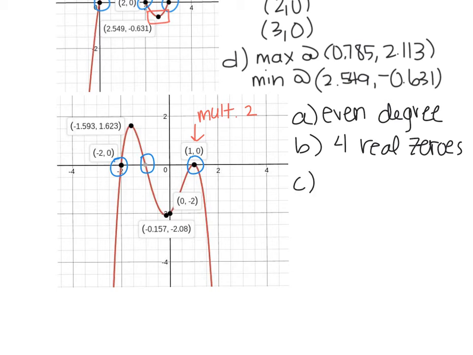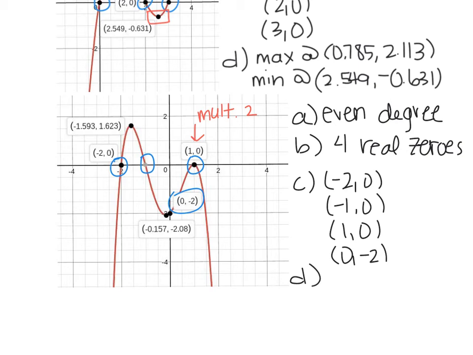So when we list our zeros, we're going to have (-2, 0) as one of them. We have (-1, 0). And we have the zero at (0, 0), which we're not going to list twice, even though it has multiplicity 2. And then we also want to list the y-intercept, which is going to be down here at (0, -2).